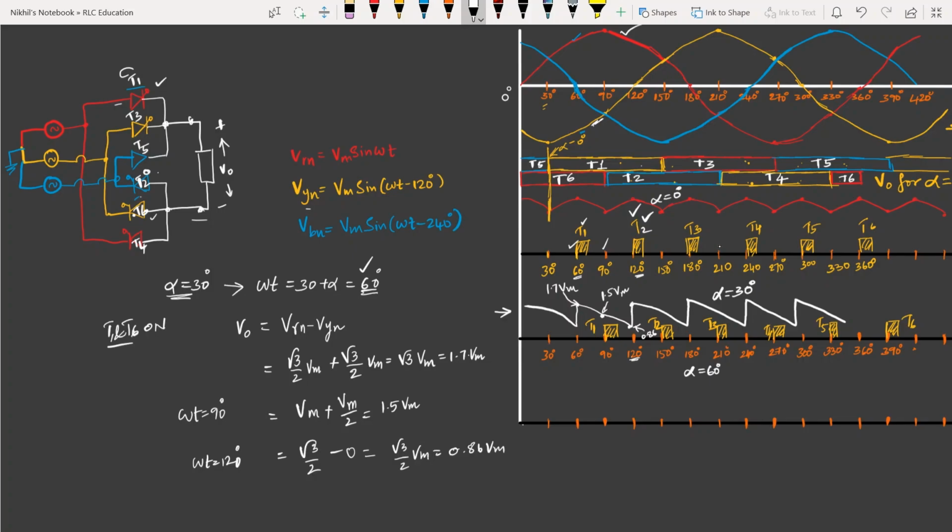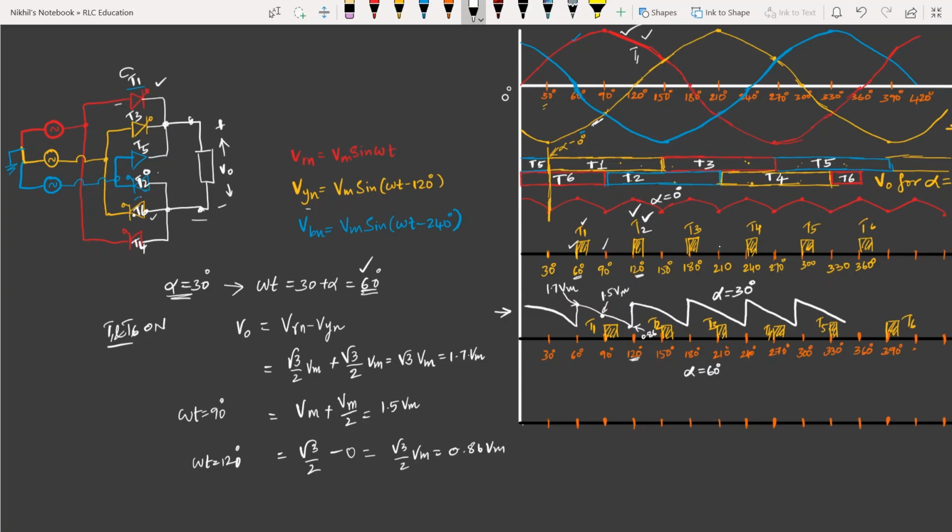If T2 has been triggered, what are the thyristors that will remain conducting from 120 degrees onwards? T2 will be there and T1 will be there, because at 120 degrees the R phase is still the highest, therefore T1 is conducting, and in the negative group the B phase is the most negative, isn't it? Therefore T2 has been triggered. So T1 and T2 are conducting now.